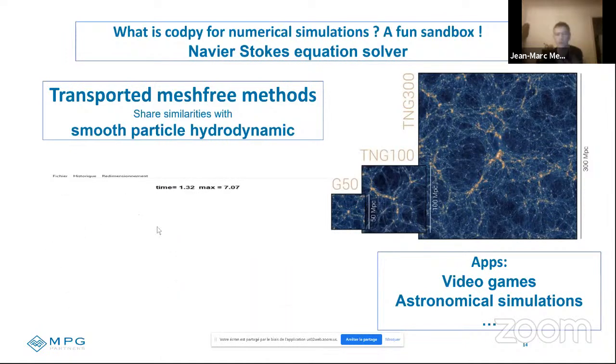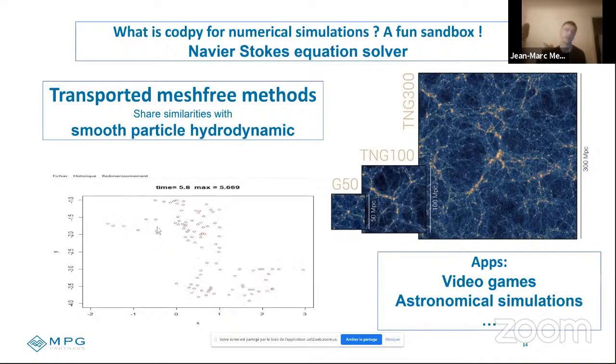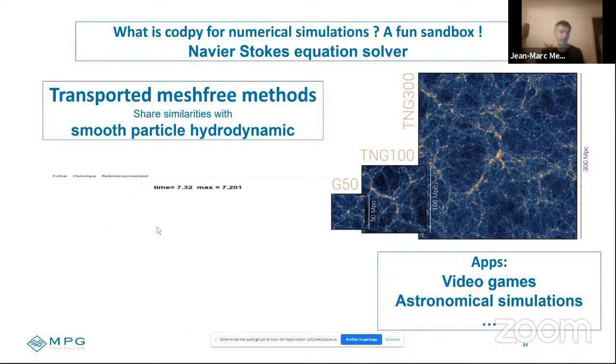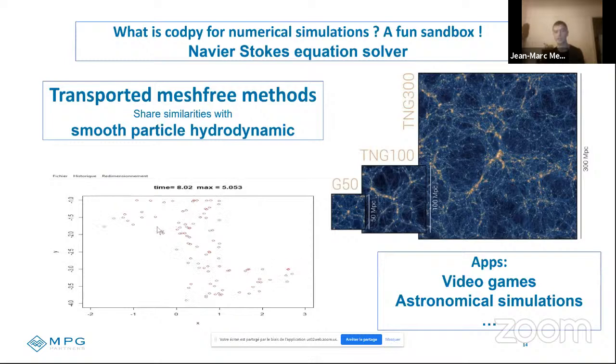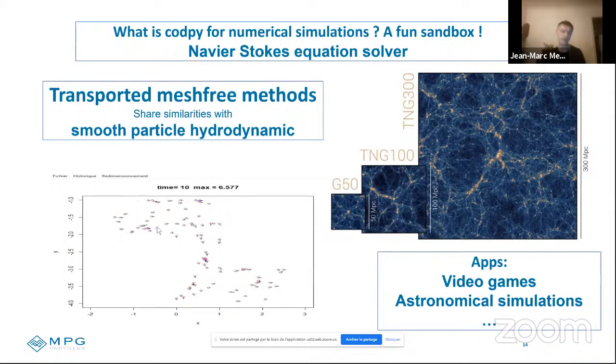realization with this framework. It's very simple, it's not serious at all, but it's a simulation of a Navier-Stokes viscous equation of a viscous fluid flowing in a pipe. This kind of numerical scheme shares some similarity with numerical techniques called smoothed particle hydrodynamics. This kind of numerical scheme, you use it for astronomical simulation, but also video games, and you can do a lot of things with this library today.